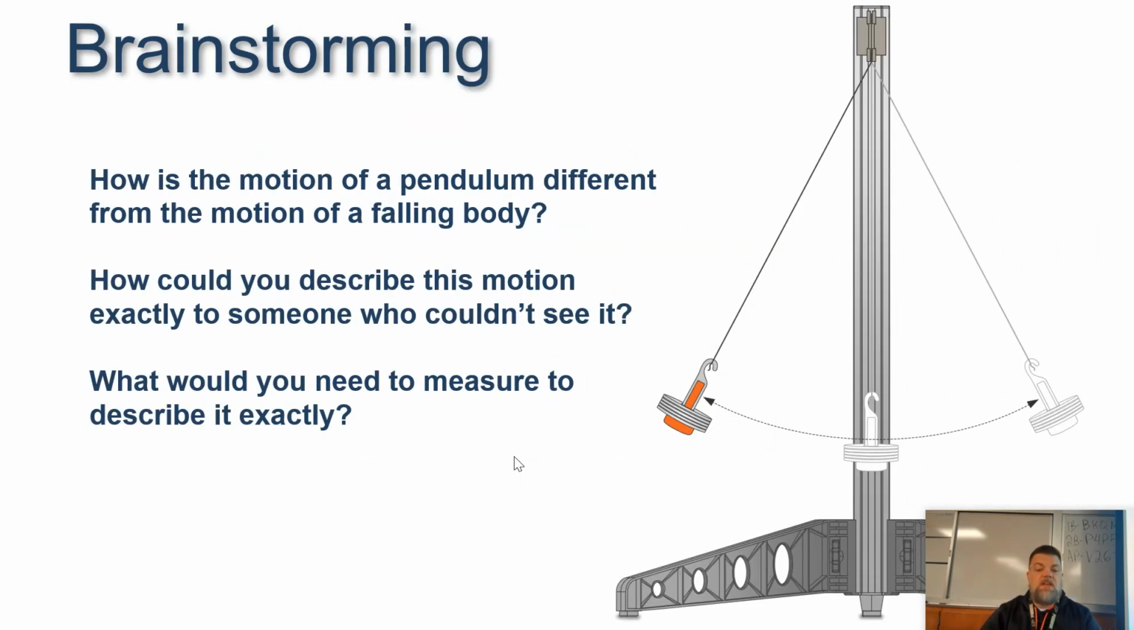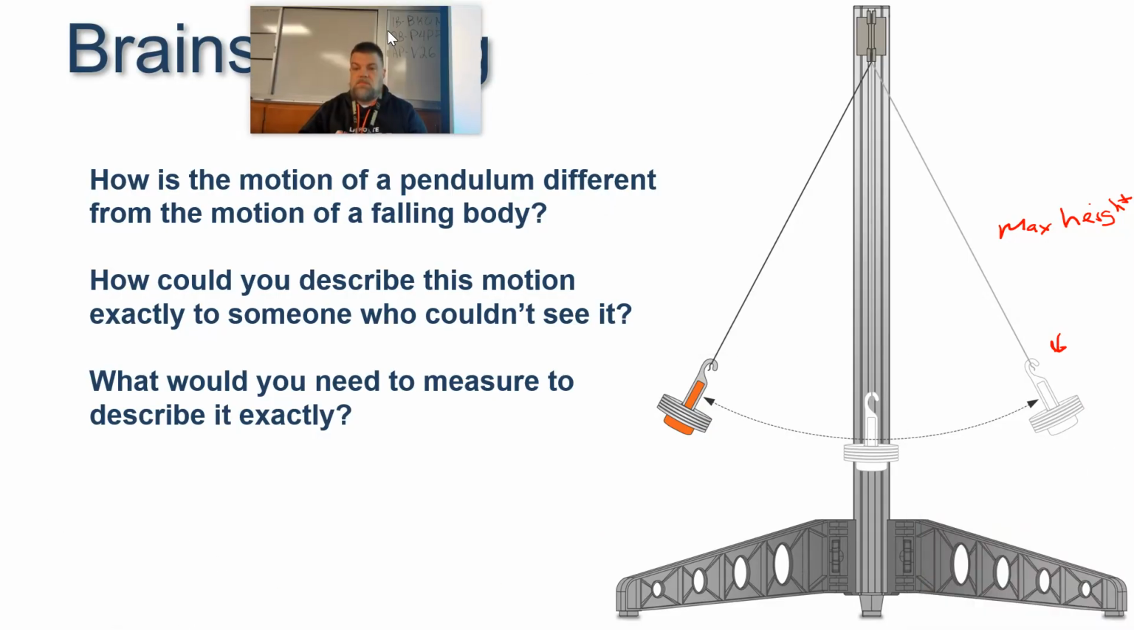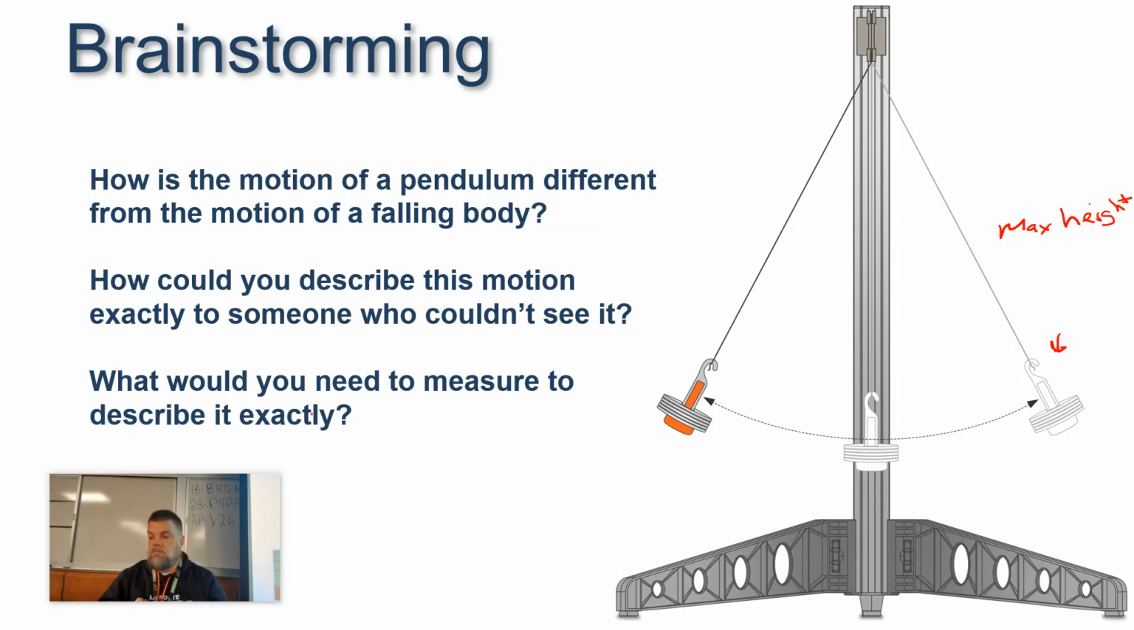So how is the motion of a pendulum different than the motion of a falling body? Well, there's some similarities for sure, right? When my pendulum is right here, it's kind of like a max height. So you want to sketch all this out. Just sketch the pendulum and what I write down. Okay.